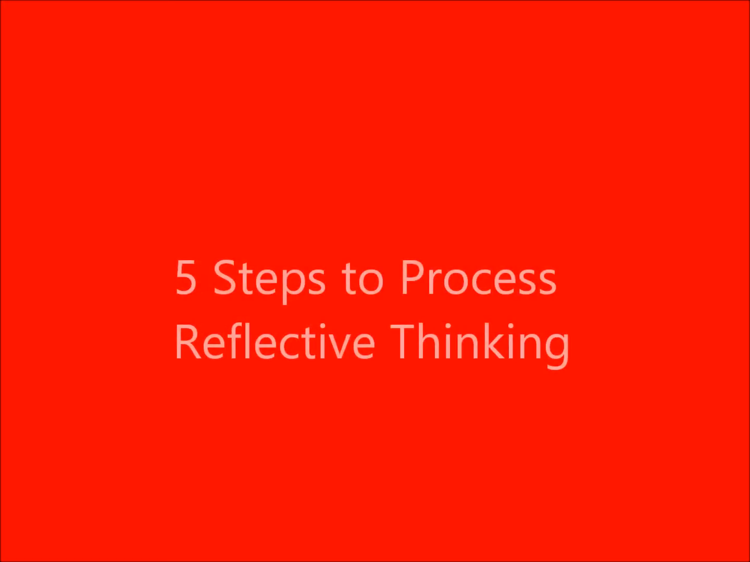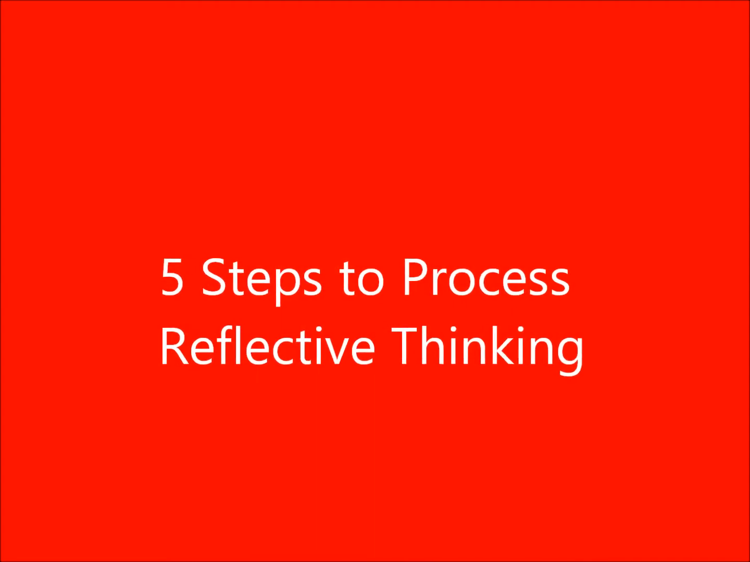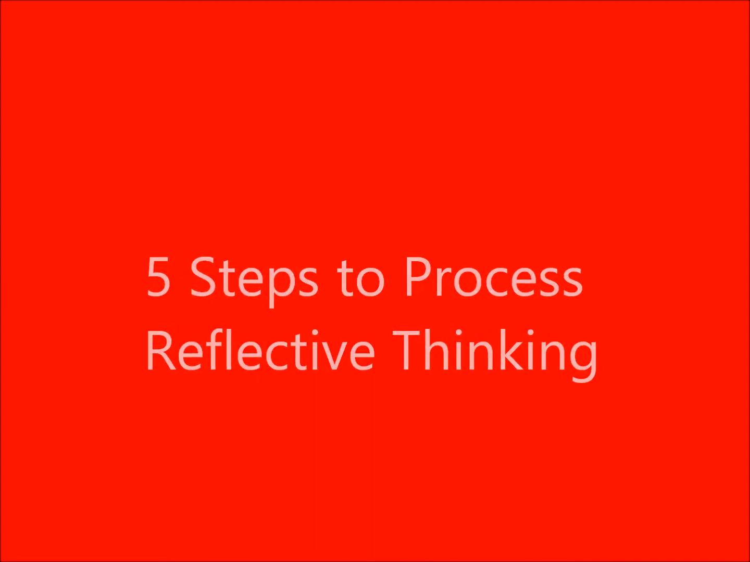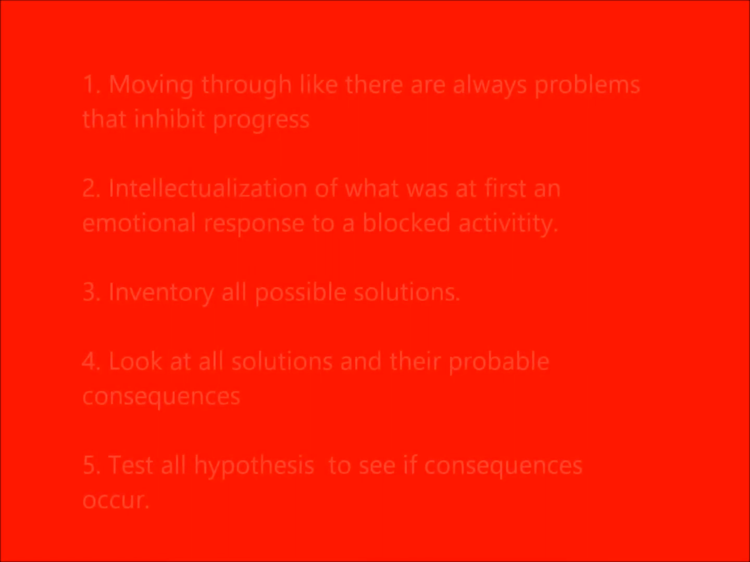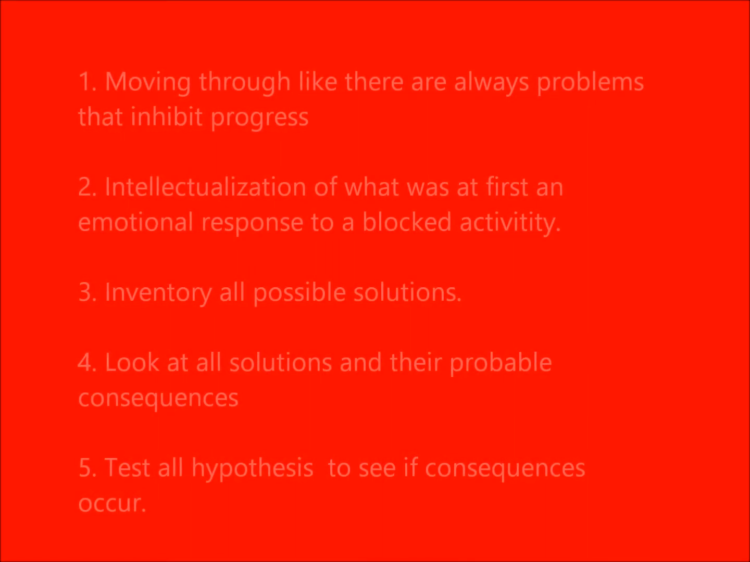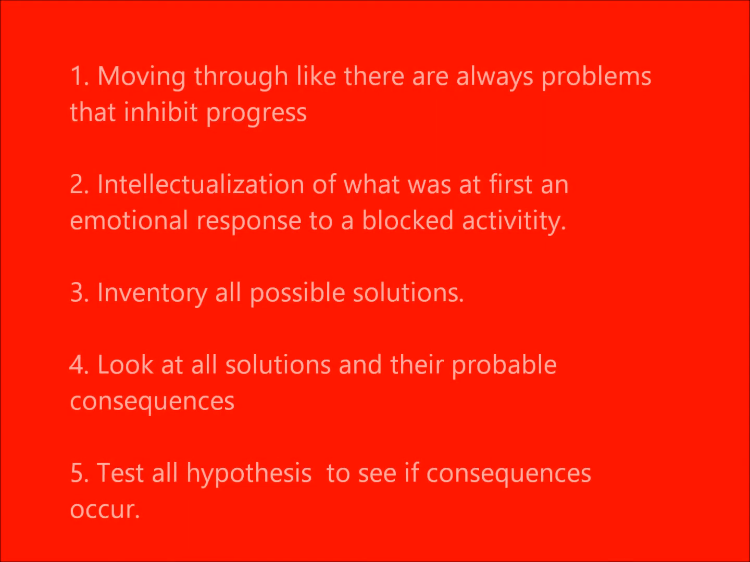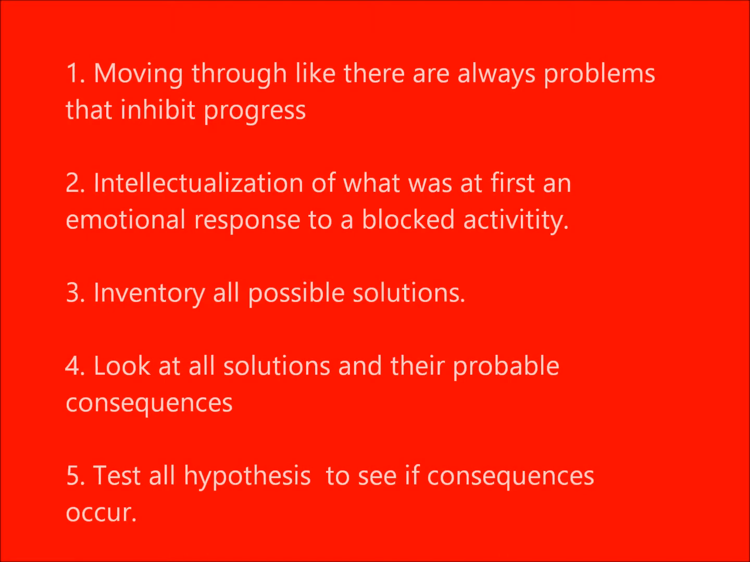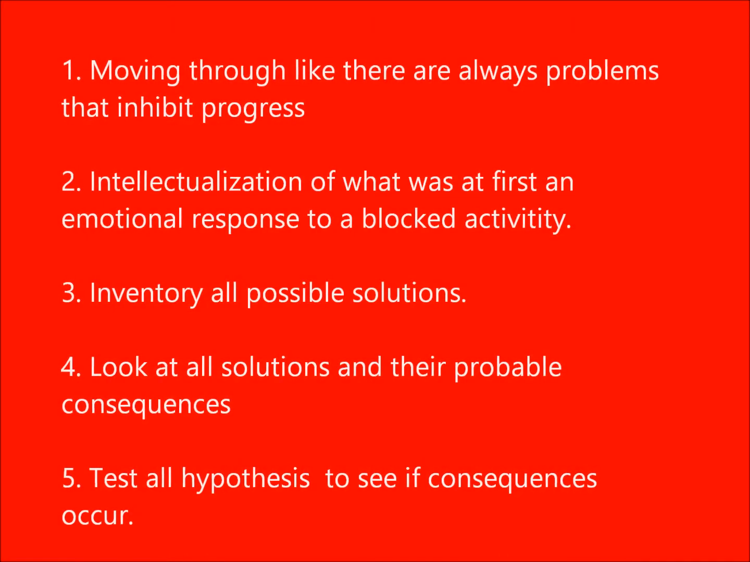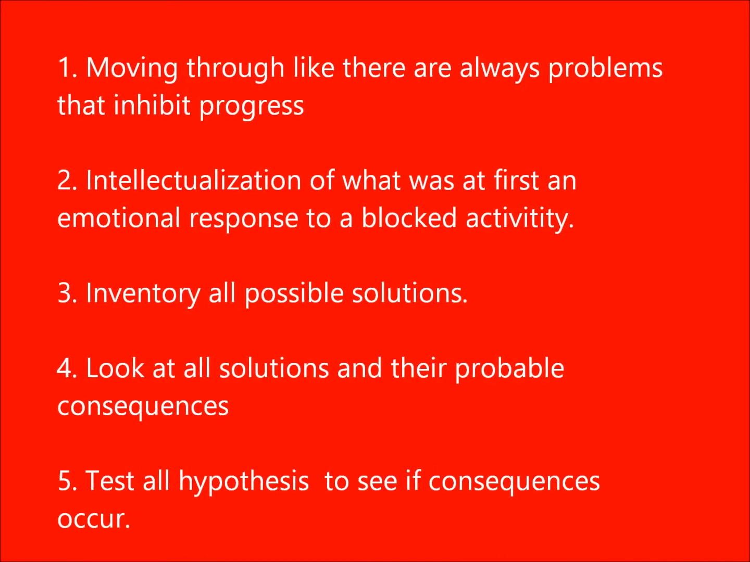John Dewey believes there are 5 steps to process reflective thinking. The first step is individuals, as moving through life, meet up with a problem or disturbing situation that temporarily inhibits progress. Number 2, intellectualization of what was at first an emotional response to a blocked activity.